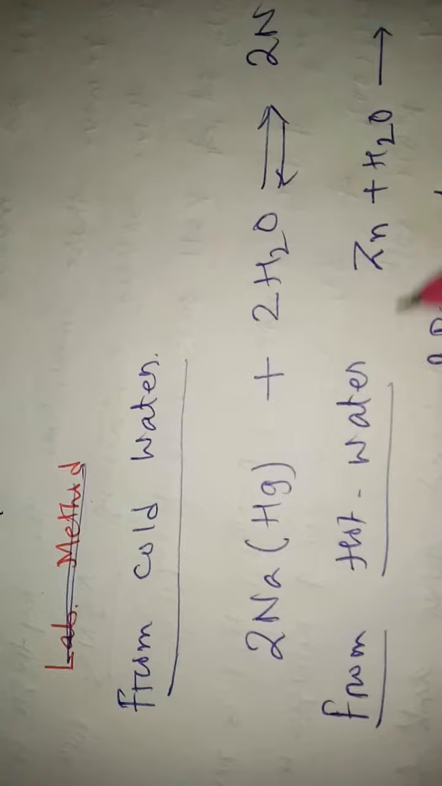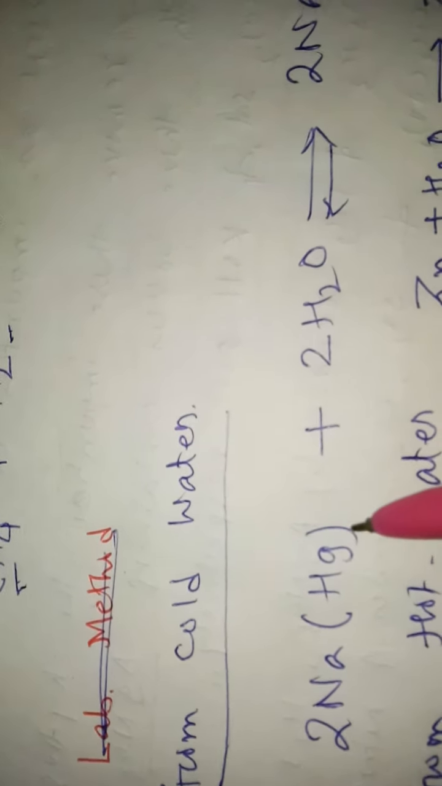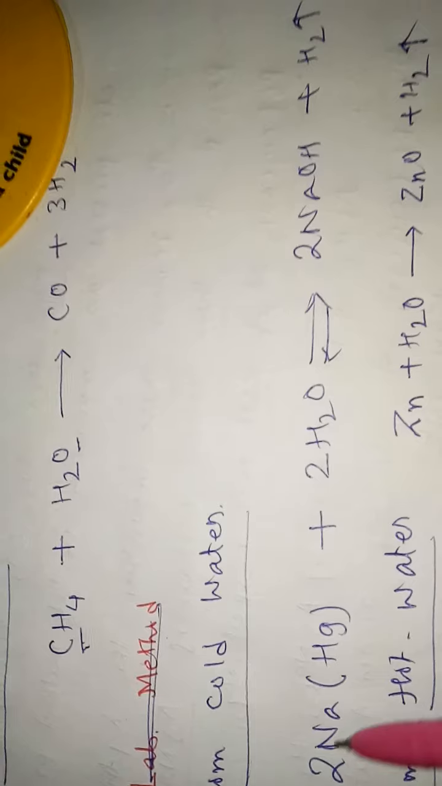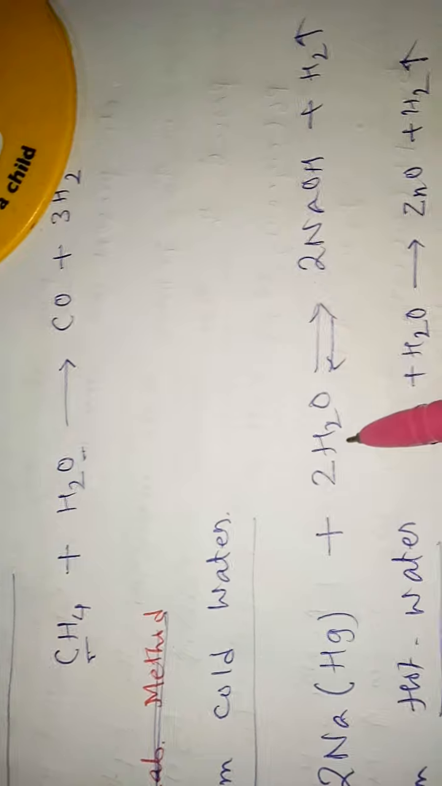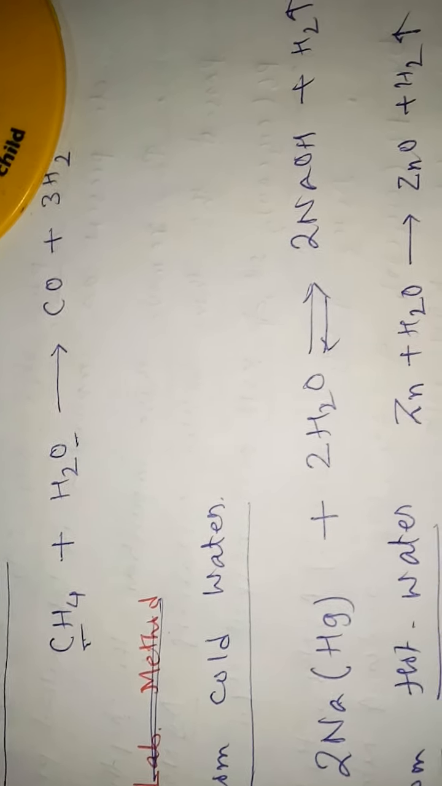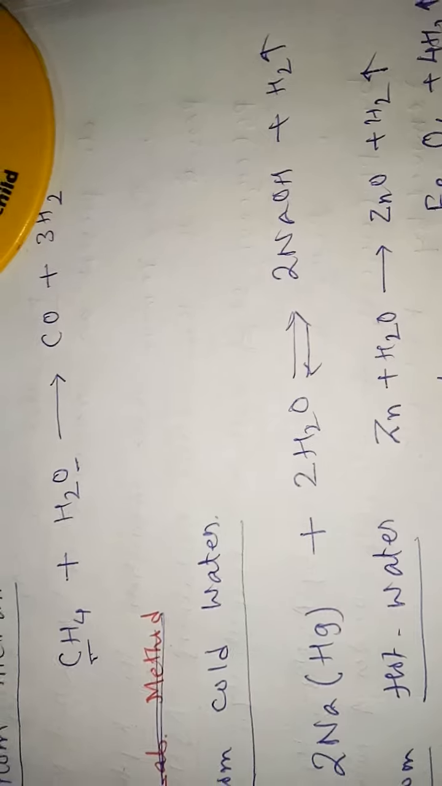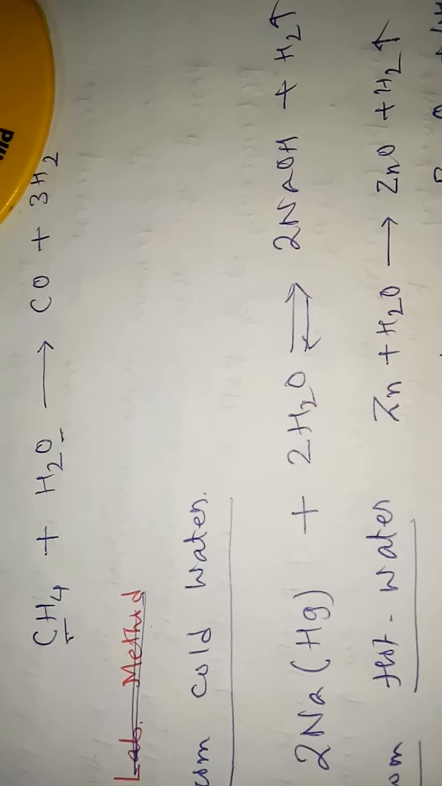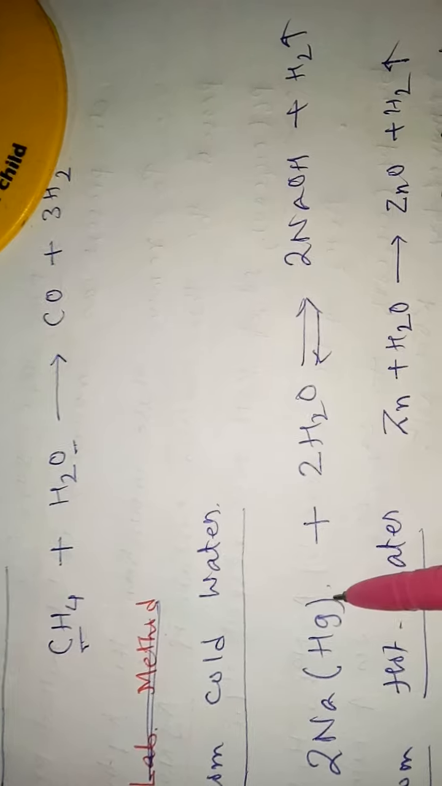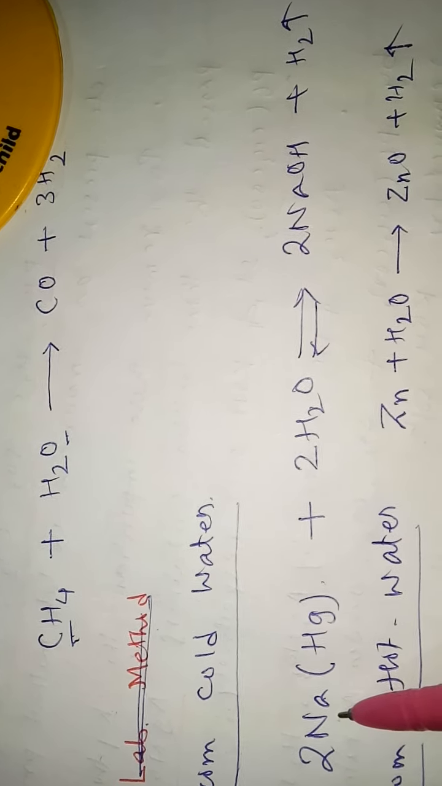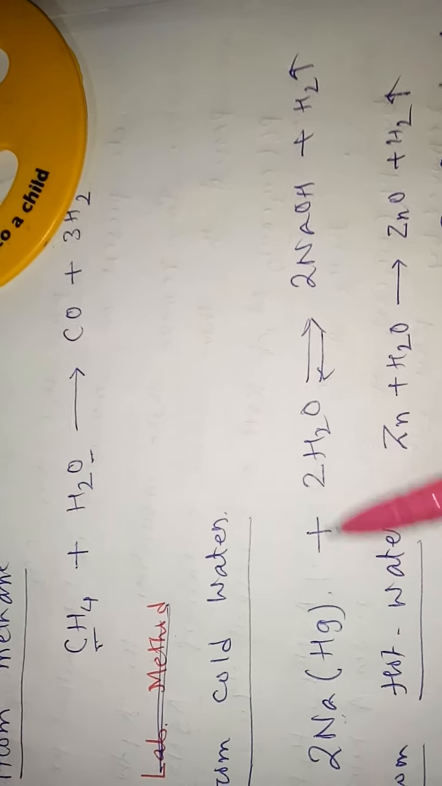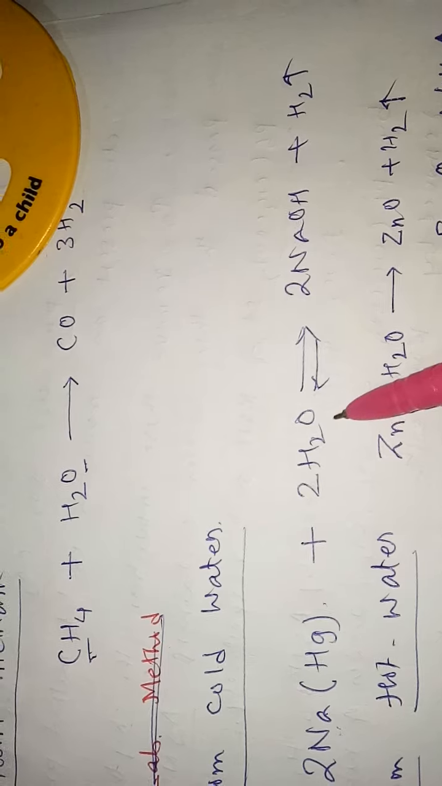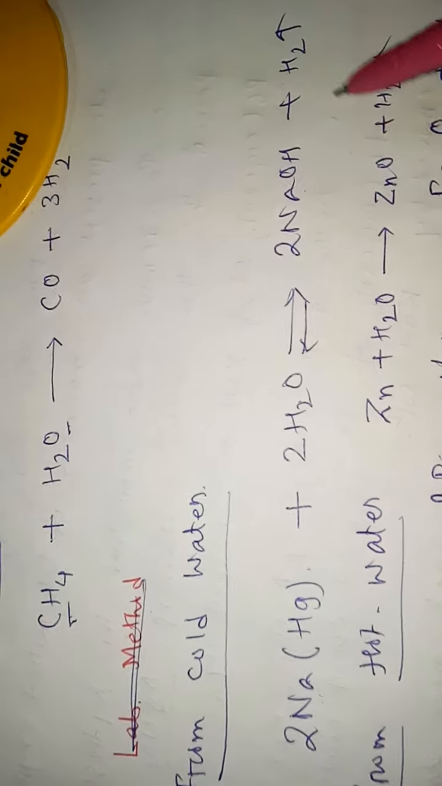Now another method, from water also you can prepare. From cold water you have to take sodium mercury amalgam plus water. Now consider, if you directly add the metal in the water, then a vigorous reaction takes place and firing may occur. So we have to take sodium mercury amalgam. In that case, less amount of sodium is exposed to water, less heat is generated. So sodium mercury amalgam reacting with the water forms sodium hydroxide and hydrogen.